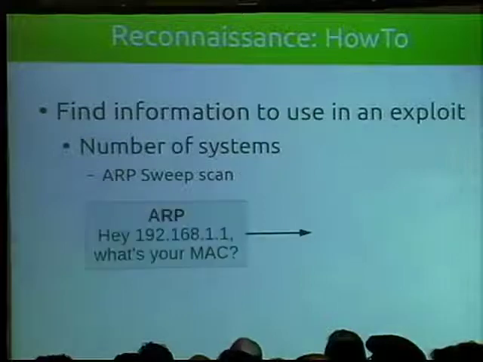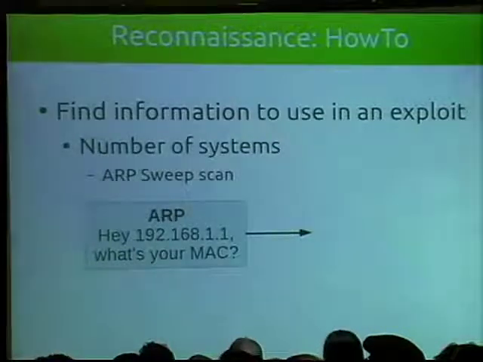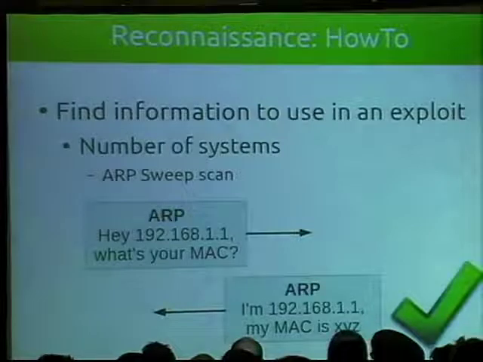So ARP is the Address Resolution Protocol. It's a way of finding out what MAC address is associated with a given IP address. So if you know the IP, you can find out the MAC address. So you send out an ARP packet that says, hey, 192.168.1.1, what's your MAC address? And if he responds and says, here's my MAC address, that means he exists.